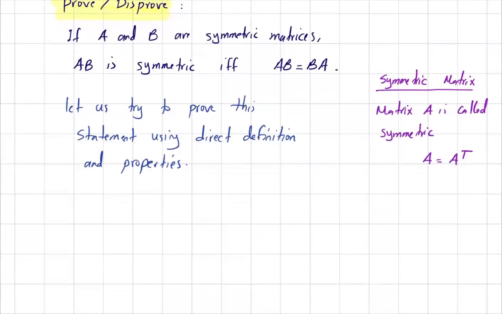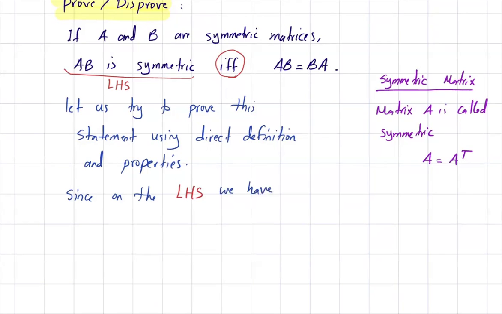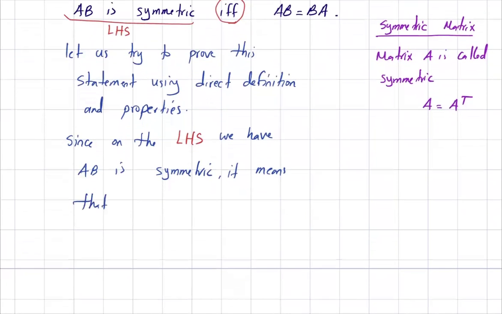So on the left-hand side, what do we have? On the left-hand side of if and only if, we have AB to be symmetric. So what's the meaning of that? Since on the left-hand side, we have A times B is symmetric, it means that A times B transpose is equal to A times B.